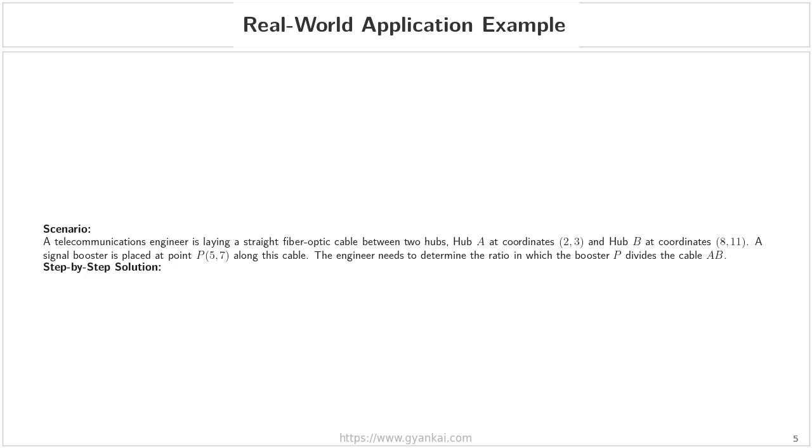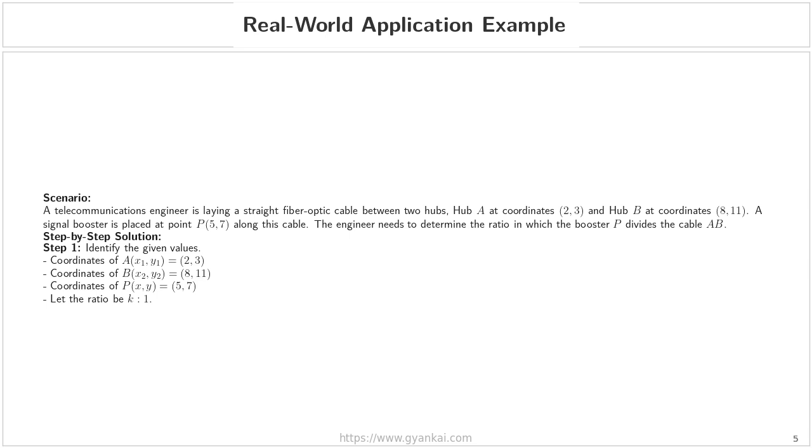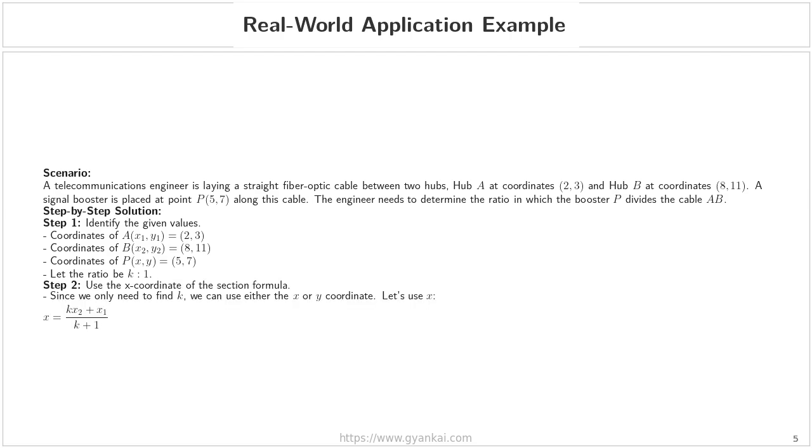Let's walk through the solution step by step. In step 1, we first need to clearly identify all our known values from the problem. We have the coordinates for point A, which are x1, y1 equal to 2, 3. For point B, which is x2, y2, we have 8, 11. The dividing point P, which is x, y, is 5, 7. And following the method we learned in the previous slides, we will assume the ratio we are looking for is k-to-1.